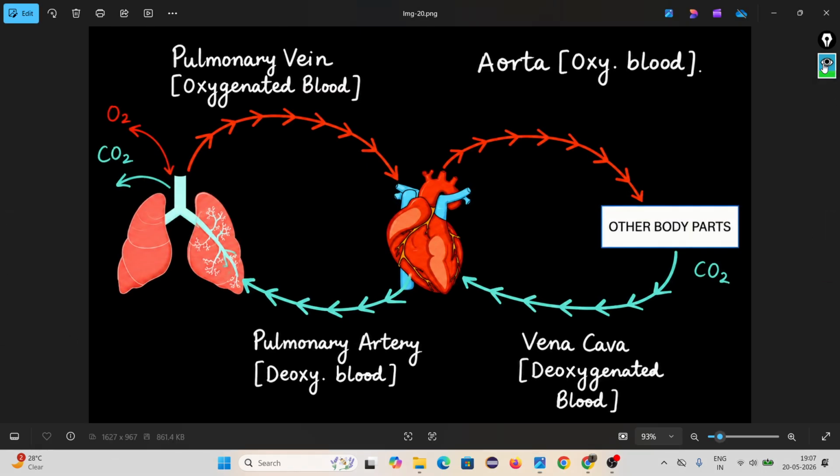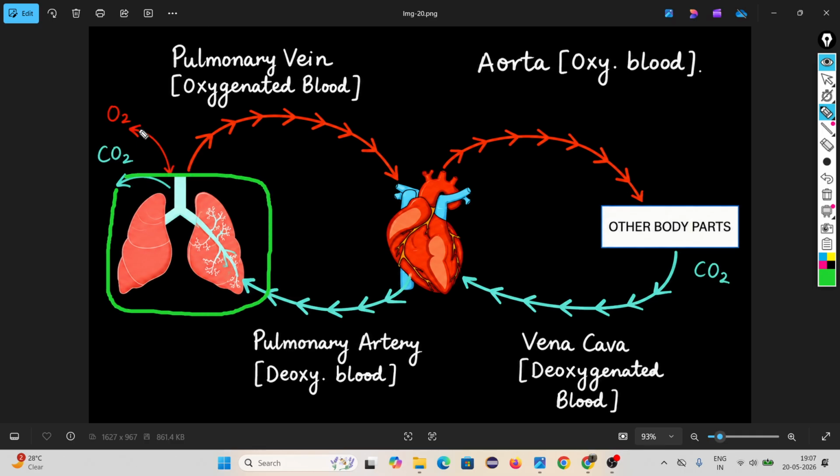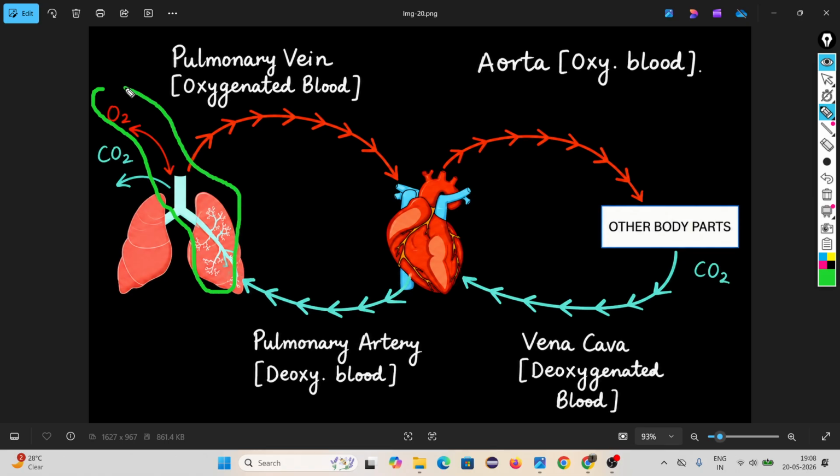Then look, this is how it is working. This is the whole explanation. Look, this is our lungs. From the lungs, oxygenated blood is coming. Oxygen comes into the lungs, mixes with the blood, and goes to the heart.